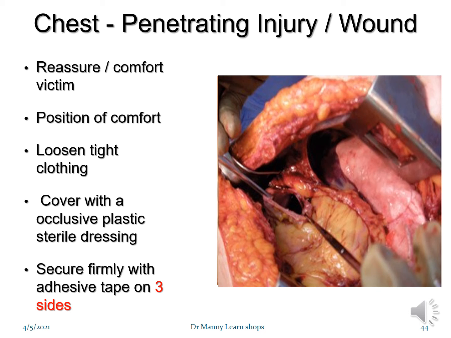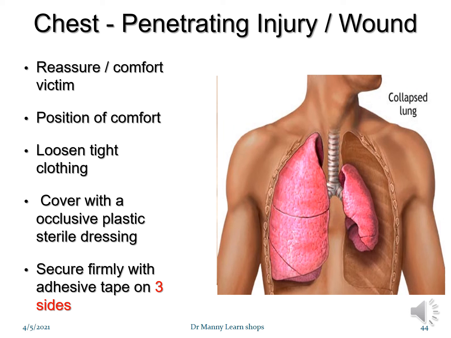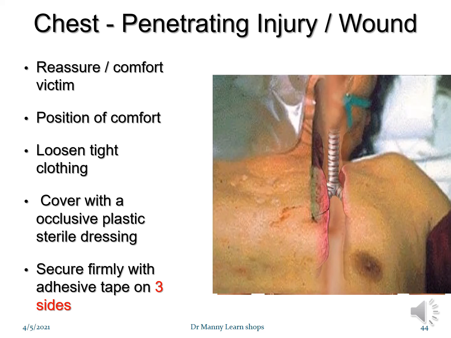Here you've got, well, this is open chest surgery, but you can see the heart and the lungs and the underlying organs. Here you've got something called a collapsed lung or a pneumothorax. When you've got a penetrating chest injury, air goes straight in from the atmosphere, which means external, into the chest, and it collapses the lung. If that happens, the victim will be having breathing difficulty. If possible, cover it with an occlusive plastic sterile dressing.